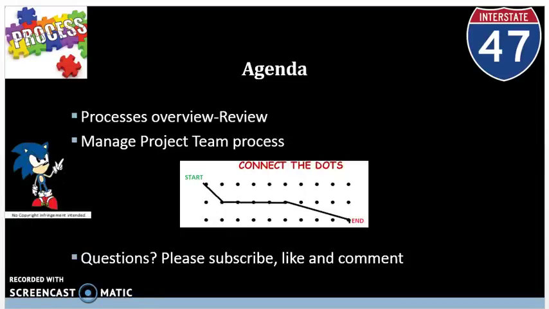Today's agenda will be going over reviewing the PMBOK process table as well as the 30th process, which is Manage Project Team process. This process occurs at the intersection of the Human Resource Knowledge area and the Executing Process group.